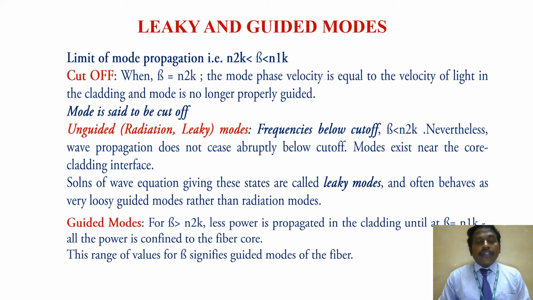Okay, then we go for the guided mode, where beta is greater than n2k. Less power is propagated in the cladding until beta equals n1k, where all the power is confined to the core. So this range of values of beta signifies guided modes in the optical fiber.